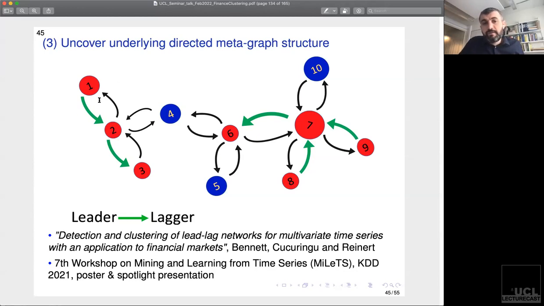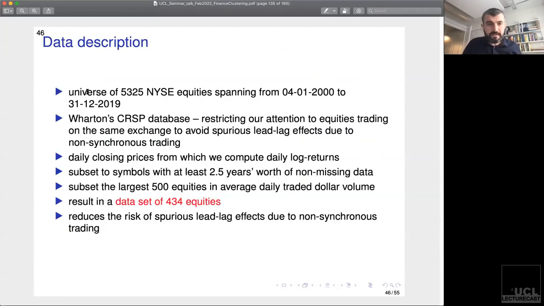And these clusters here need not even be connected to each other. They could be living at different parts of the network, and probably most of the network is not informative. But at least if you're able to identify pairs of clusters that exhibit strong lead-lag structure, then this could be good.